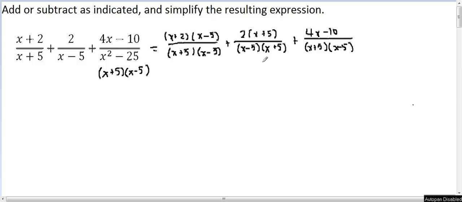If we take a look at the second fraction, the order in which we wrote x plus 5 and x minus 5 is different, but since multiplication is commutative, we can go ahead and switch x minus 5 and x plus 5 to get x plus 5 multiplied by x minus 5. And when we do, all three fractions will end up with the same least common denominator. So once we do that, we can combine these three fractions and write this as a single fraction.